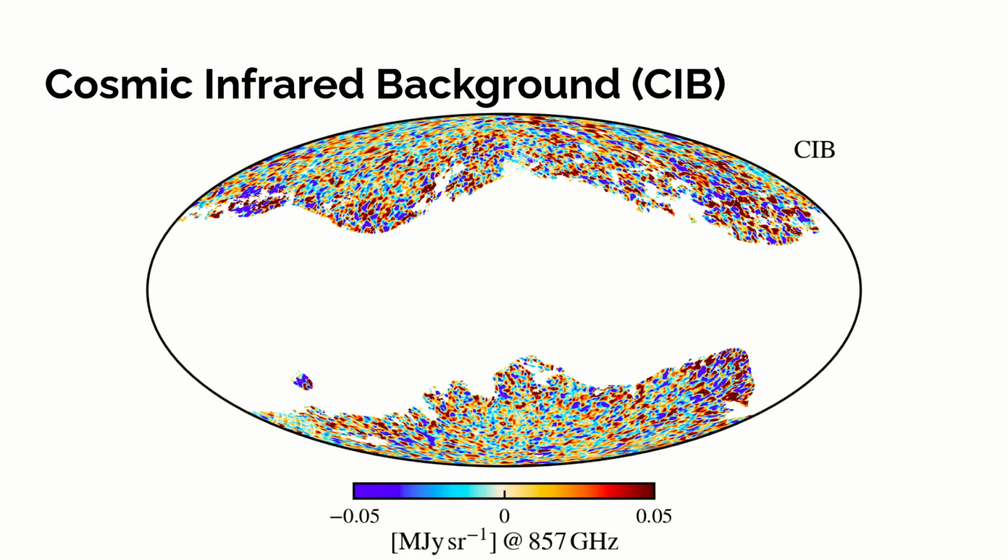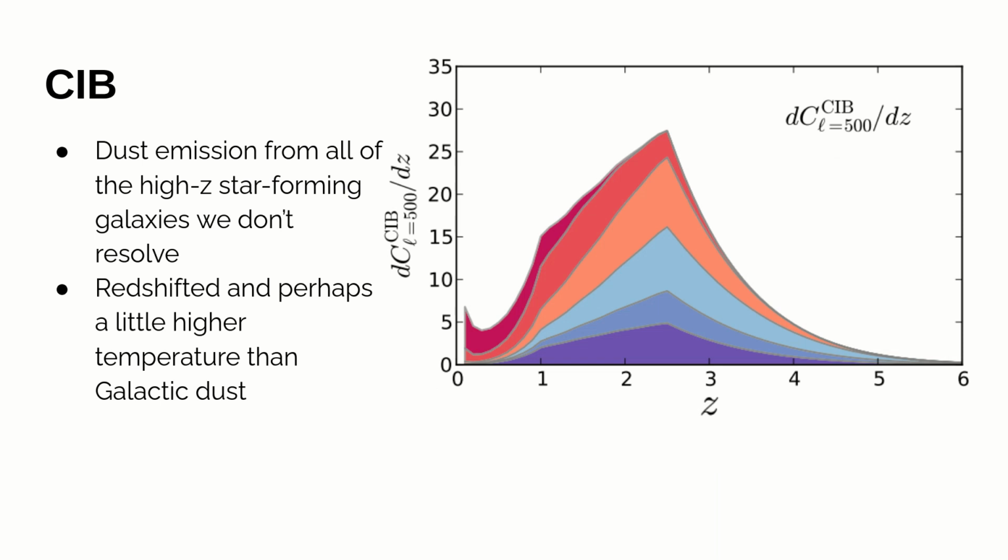Finally, we'll talk about the cosmic infrared background, which is shown here in megajanskys per steradian at 857 gigahertz. CIB is just thermal dust emission from all of the high-z star-forming galaxies that we can't actually resolve, and this is redshifted and perhaps a little higher temperature than the galactic dust emission that we see now, and the density of the power spectrum of CIB as a function of z is shown in the plot on the right here.